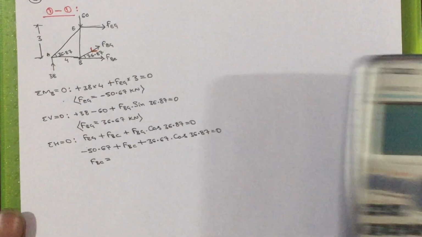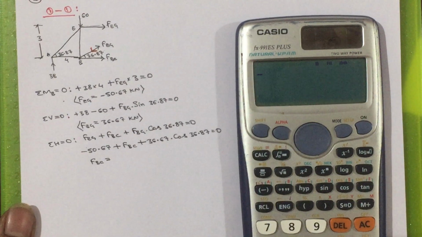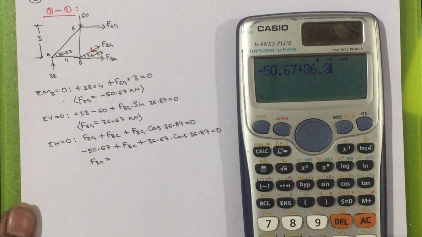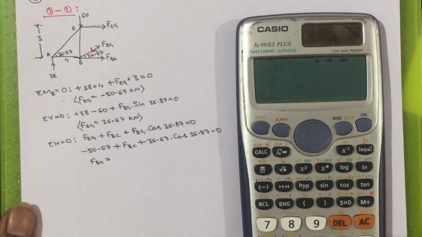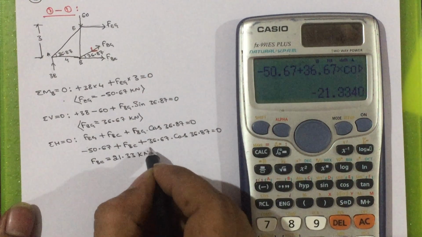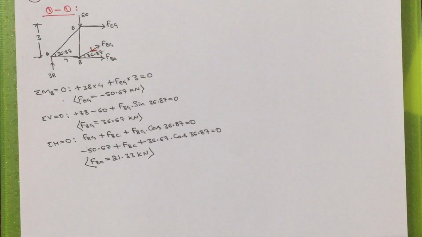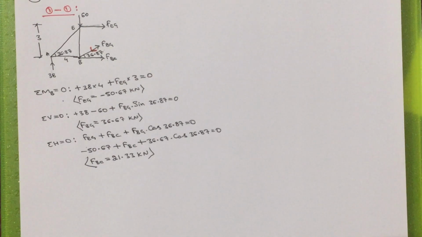So, calculate FBC now. We need FBC now, minus 50.67 plus 36.67 into cos of 36.87. So, you got minus 21, if it goes that side it will become plus 21.33 kilonewton. Okay. We have solved the section 1 side by using the equilibrium condition.